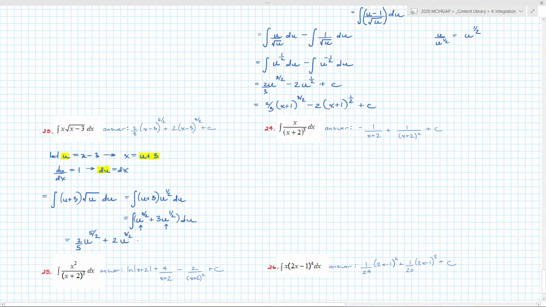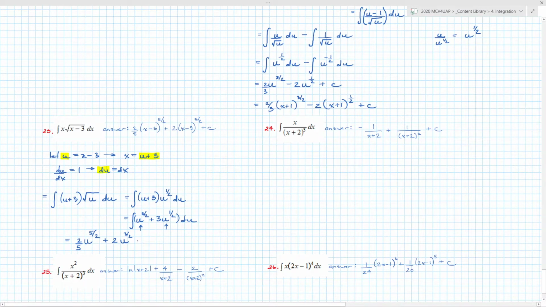Any other ones? So 24 is done the same way. 25 you would have to do the same. They're all the rest of the 24, 25, and 26. You would have to do something similar to these last two problems I've just done. So I don't want to do them all.